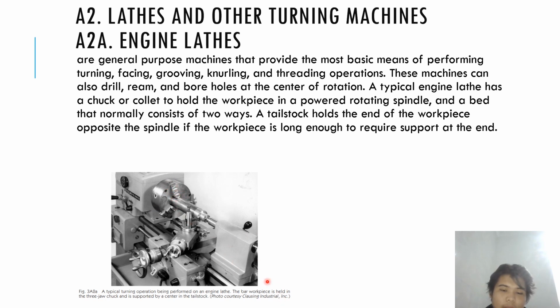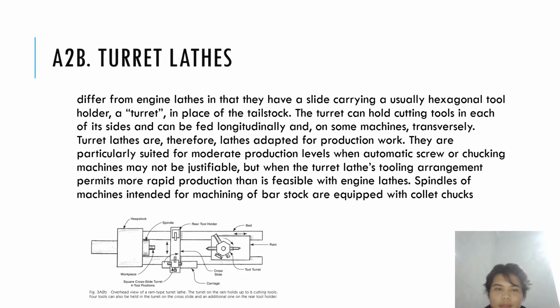This is the tailstock, and this is all the lathe machines. Turret lathes differ from engine lathes in that they have a slide carrying a usually hexagonal tool holder, a turret, in the place of the tailstock.